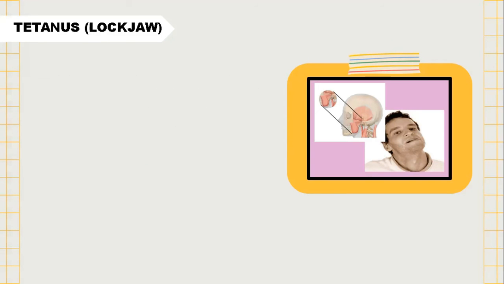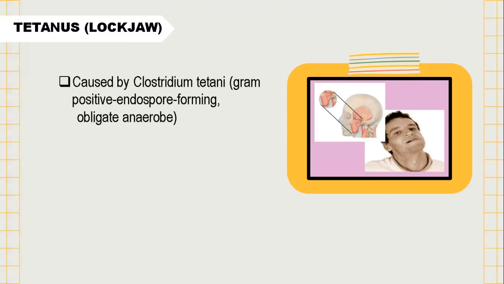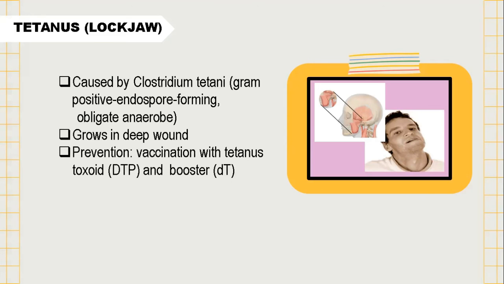So next is tetanus or lockjaw. It is a bacterial disease that affects our nervous system. It is contracted through cuts or wounds, which serve as the entryway of the tetanus bacteria. It is commonly found in soil, dust, and manure. It is caused by Clostridium tetani, a gram-positive, endospore-forming obligate anaerobe. It grows in deep wounds, and it can be prevented through vaccination with tetanus toxoid and boosters. It can be treated with tetanus immune globulin.